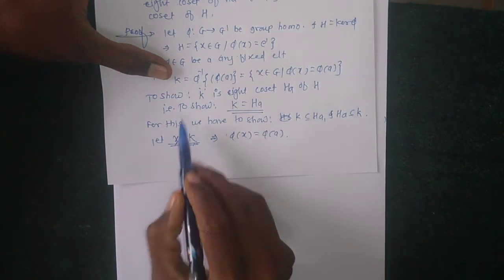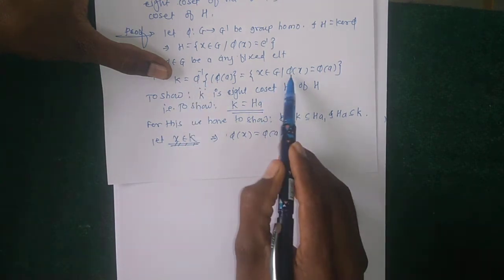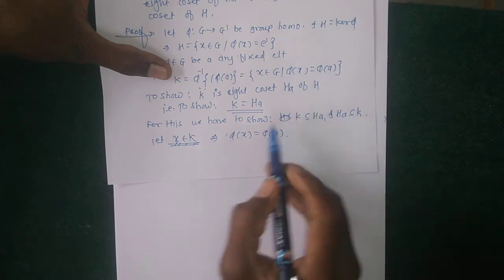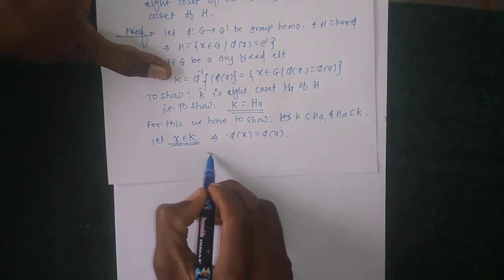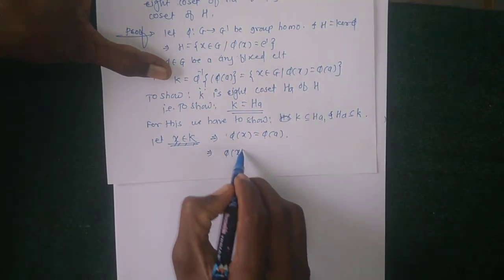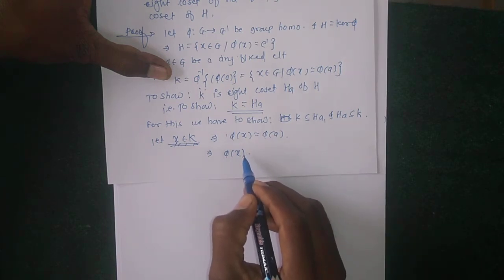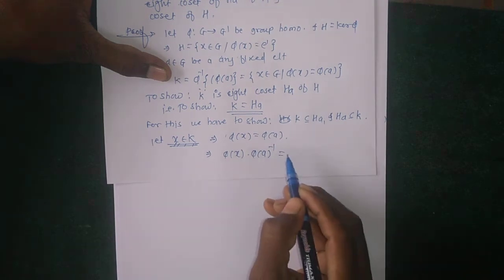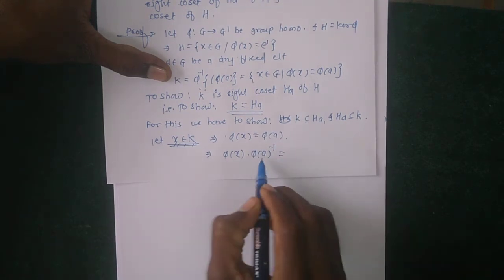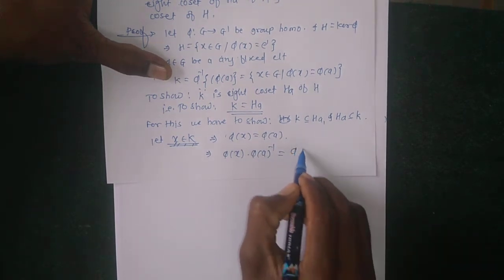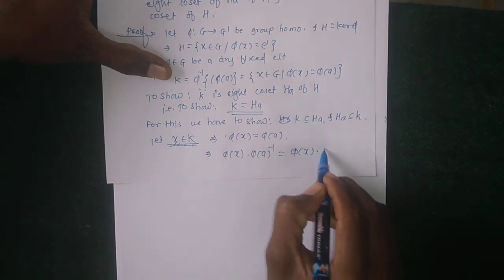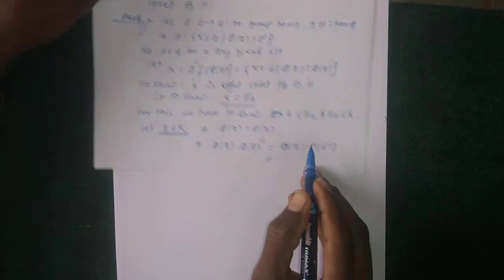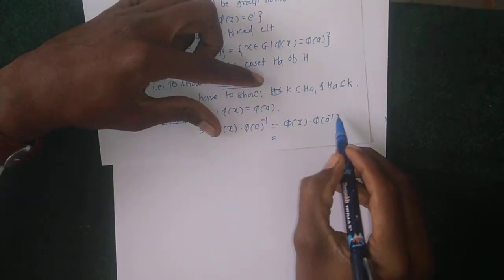Okay, x belongs to this set K, which implies that we satisfy this property phi of x equal to phi of A, which therefore gives phi of x into phi of A inverse equal to phi of x into phi of x inverse equal to phi of x into phi of A inverse, and this is also written in the form of by definition of K.